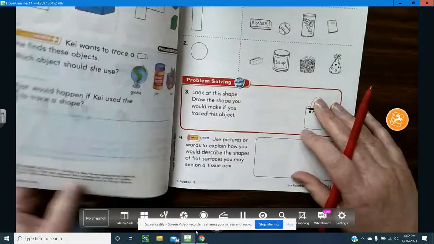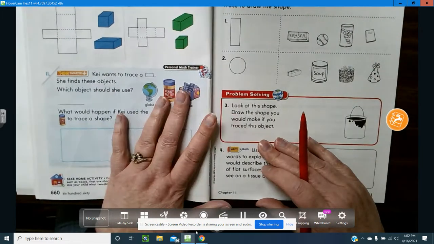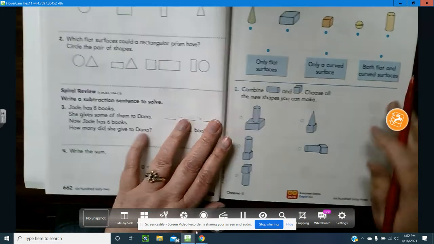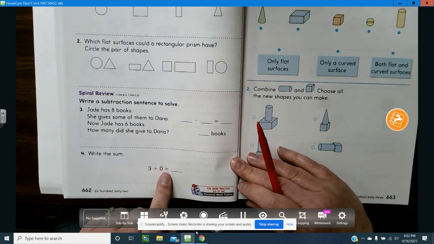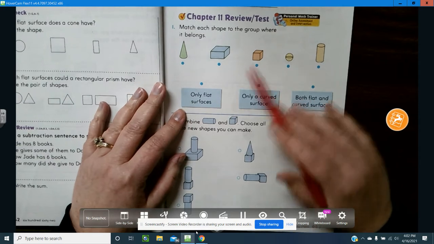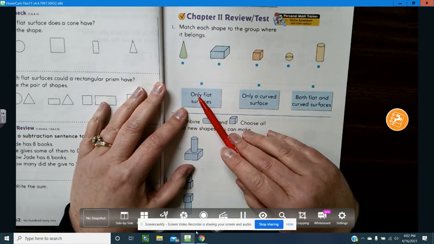Let's turn the page. All right, boys and girls. This is for you to do at home with your family. Here's your homework section. And also, boys and girls, some practice with story problems and addition. I'm going to go ahead very quickly and do your review with you. We're going to draw lines to the shapes that match.